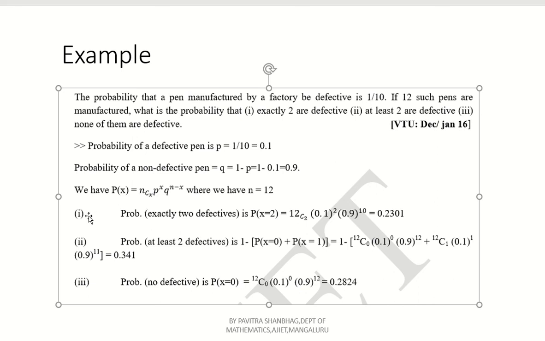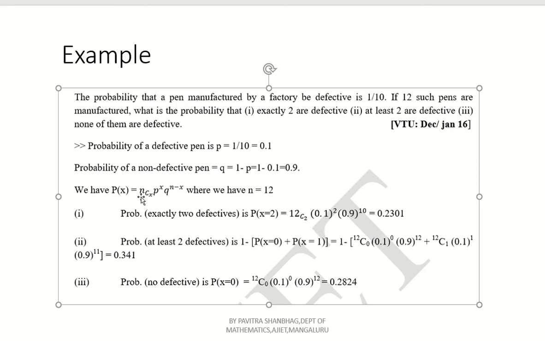Now let us discuss the first case. What is given? Probability of exactly 2 defective. That means what? When x equal to 2, what is the probability? The rest we know. p equal to 0.1 we know. q equal to 0.9 we know. n equal to 12 is also a known quantity. Now we need to find P of x equal to 2. What does x represent? The number of defective pens. Okay, first case. Probability of exactly 2 defective. That means P of x equal to 2.